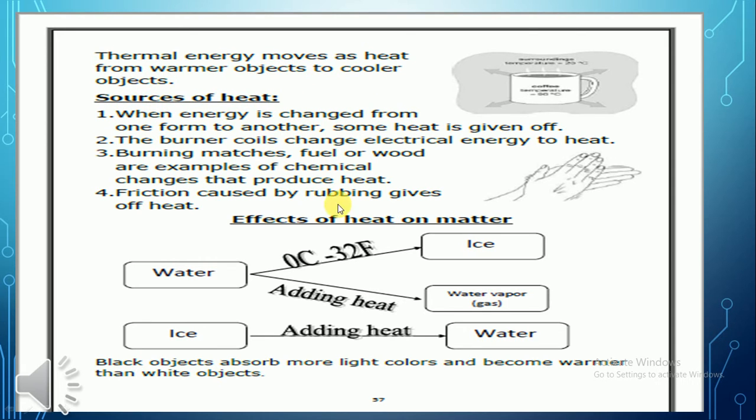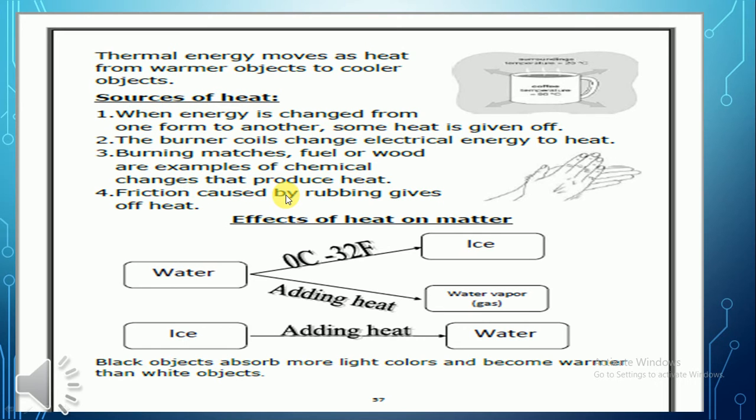Sources of heat. We all know about the sources of heat. You can tell me a lot of sources of heat. So when energy is changed from one form to another, like from electricity to light, or maybe a lot of changes, okay? Some heat is given off. The burner coils change electrical energy to heat. Number 3, burning matches, fuel, or wood are examples of chemical changes that produce heat.